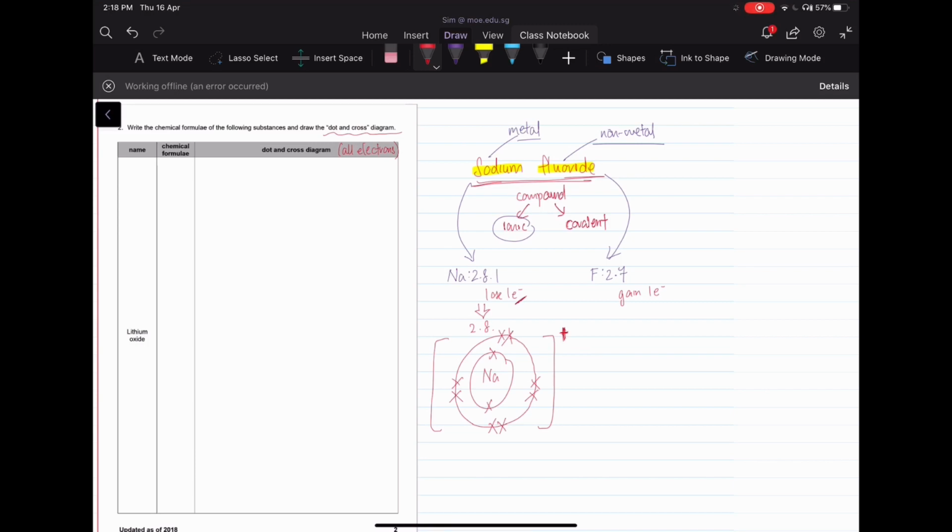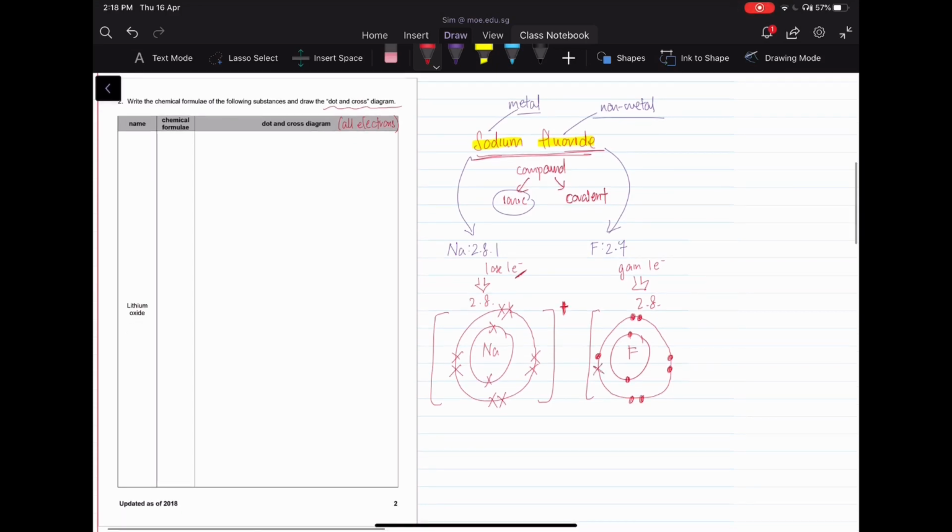That's my sodium. Okay, for fluorine, now that I gain 1 electron, I will no longer be 2.7, instead I will be 2.8. Which means that when I draw it out, I need to show the inner electrons. This time I use dots because it's a dot and cross diagram, so you must use different symbols. And try to be as neat as you can. This is quite a bad example, but try to be as neat as you can to make sure that when you submit the photo it is clearer. So this is my fluorine. Initially it's 2.7, but now I gain 1 extra one. The extra one actually came from sodium, so I must put a cross to represent the extra one.